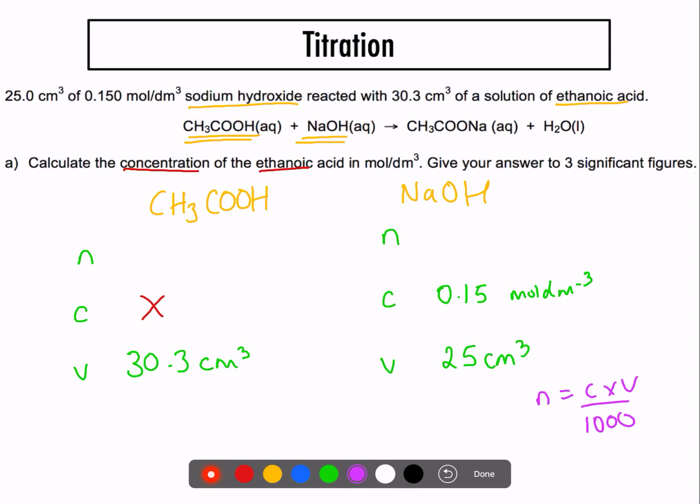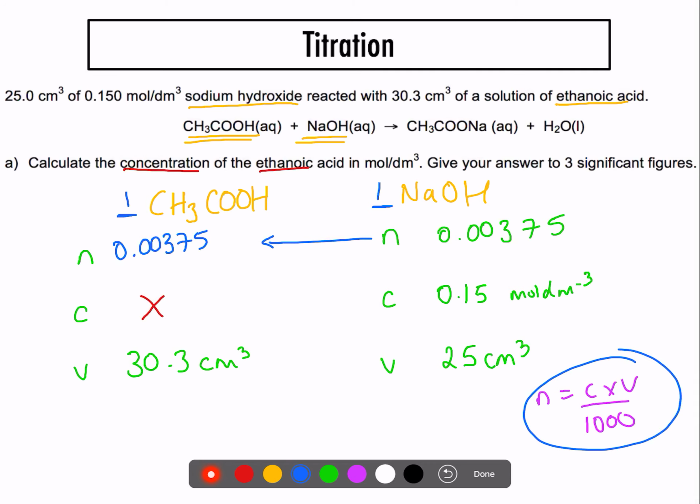So the number of moles for sodium hydroxide is going to be 0.15 times the volume, which is 25, and then you divide that by 1,000. That will give you 0.00375 moles. Now, the ratio of sodium hydroxide to ethanoic acid is 1:1, which means the moles are the same over here, 0.00375. Finally, to convert that into concentration, we have to rearrange this formula. We want to find concentration, so bring the 1,000 up. So you're going to get 1,000 times moles divided by volume is equal to concentration.